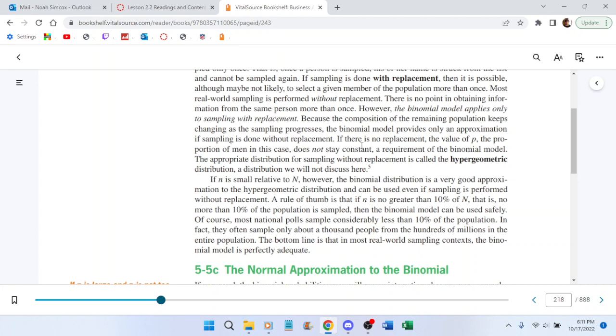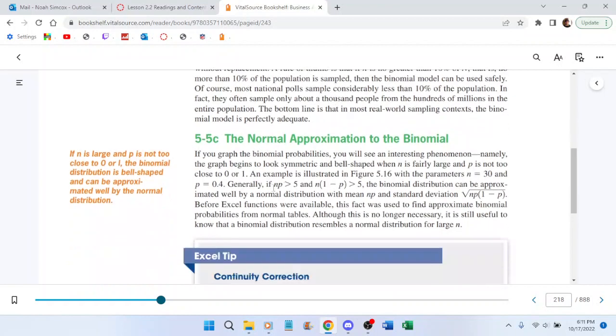Most national polls sample only about 1,000 people. They say most of the time you can just use this approximation. Wow! Can we ever just be done?